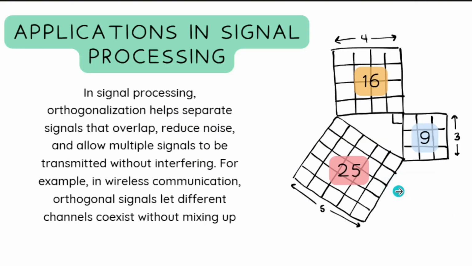Now, for the application of signal processing. In signal processing, orthogonalization helps separate signals that overlap to reduce noise and allow multiple signals to be transmitted without them interfering. For example, in wireless communication, orthogonal signals let different channels coexist without mixing them up. Just like when you're on a call.